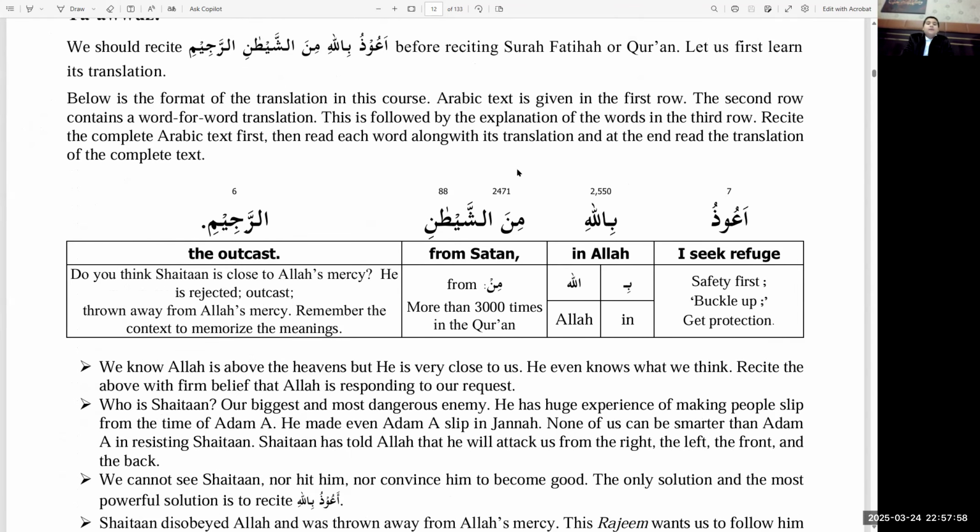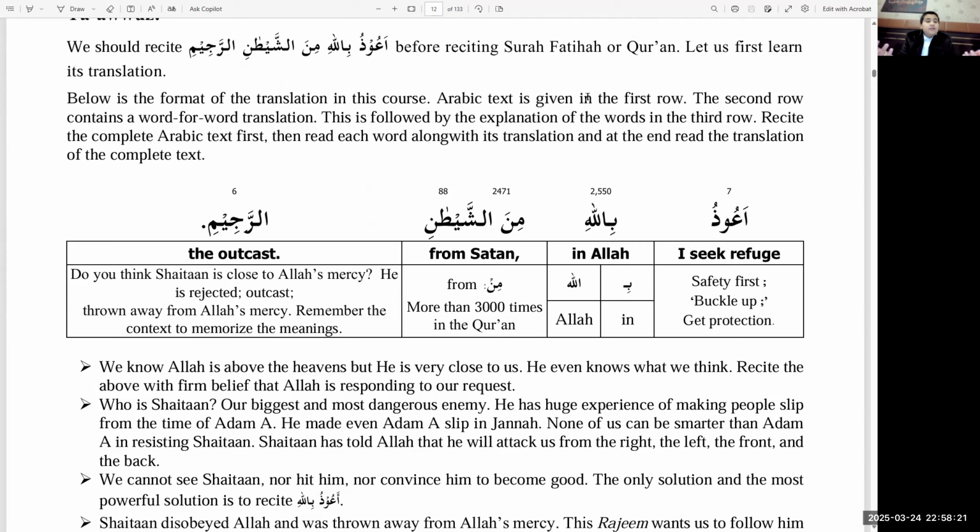أعوذ بالله من الشيطان الرجيم. أعوذ, I seek refuge. Safety first. Buckle up. Get protection. Billahi, in Allah. Be in Allah, Allah. Min, from. Ash-Shaitan, Shaitan. Min means from, more than 3,000 times in the Quran.